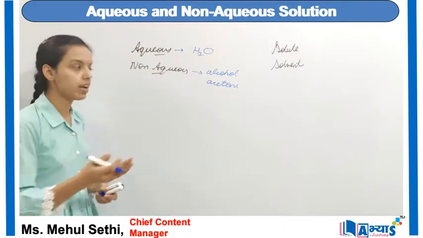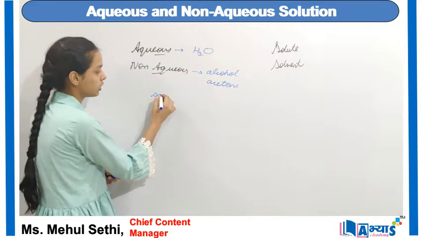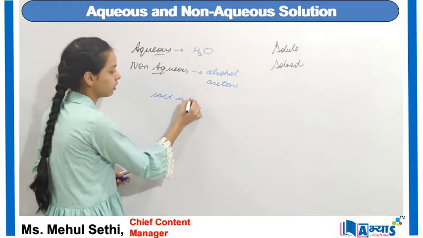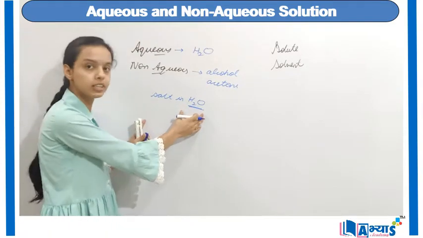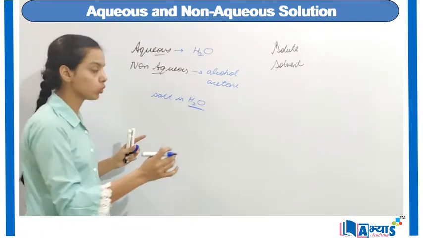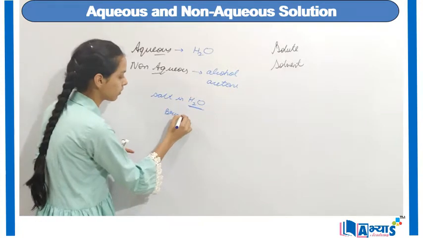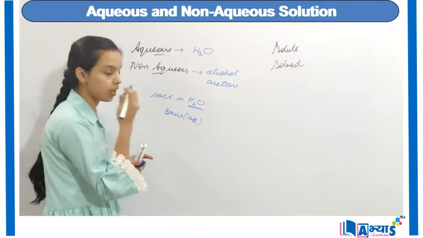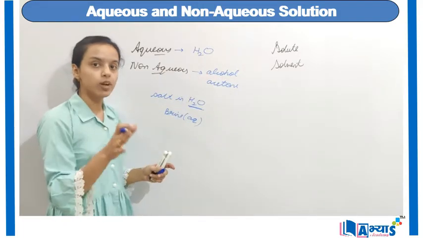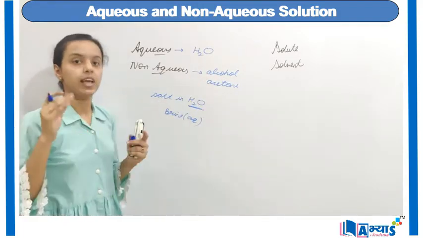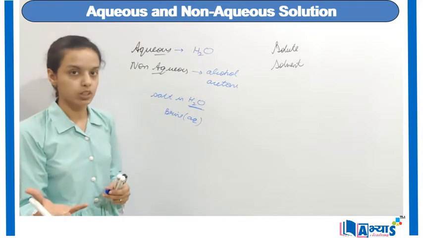So for example, if I am mixing salt in water, now I am mixing the solute, that is salt, the solvent is water. So this composition is known as a brine solution. So that is aqueous. Whereas if I am mixing salt in alcohol, the solvent is alcohol and not water. Hence it will become a non-aqueous solution.